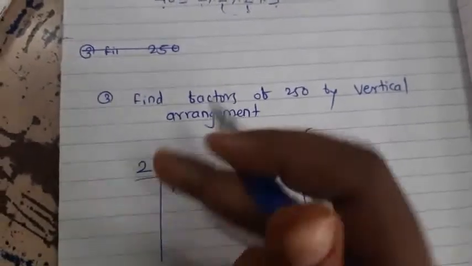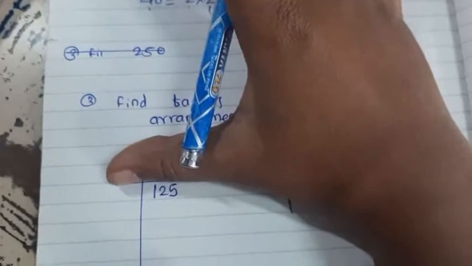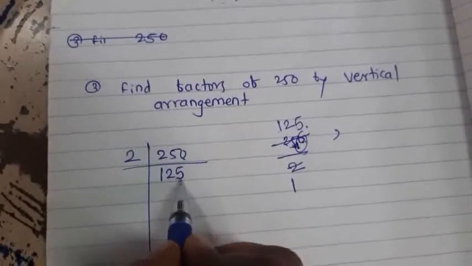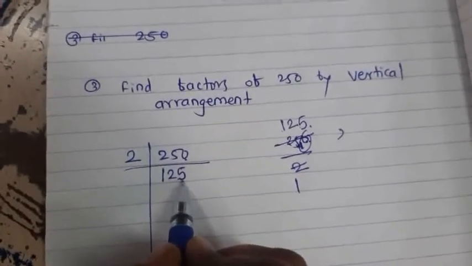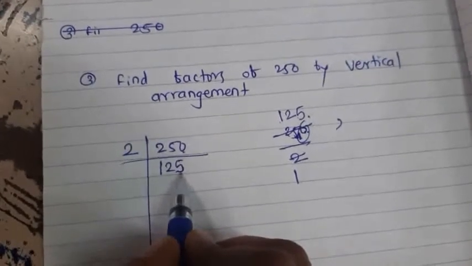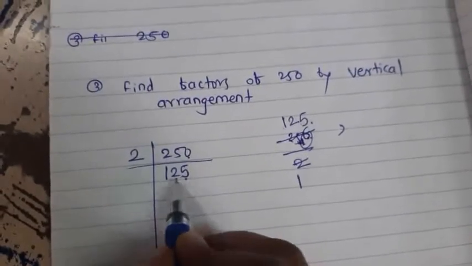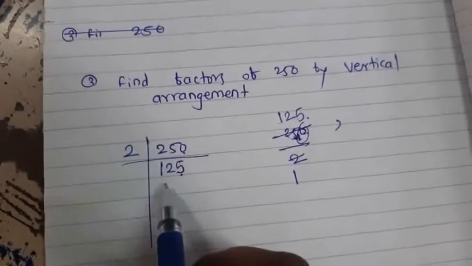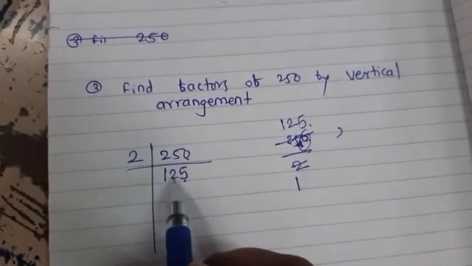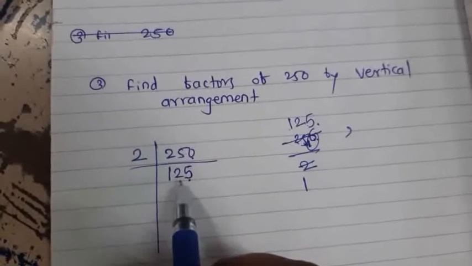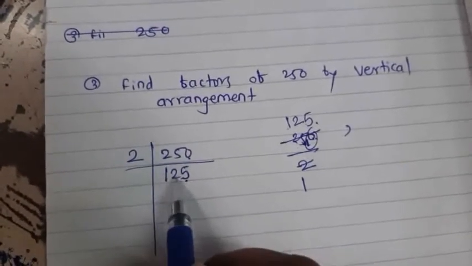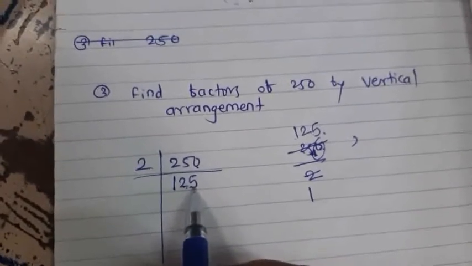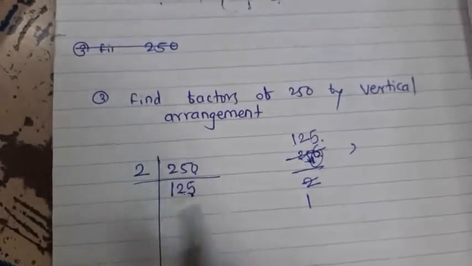Now just don't think about this, we will focus on 125. As at the unit place 5 is present, this number is now not divisible by 2. So we have to start with another number. Is it divisible by 3? We will check. What is the divisibility rule of 3? If the addition of digits is divisible by 3, then that number will be divisible by 3. So it will be 1 plus 2 plus 5, 3 plus 5, 8. So it is not divisible by 3. So we have to move to the next number.